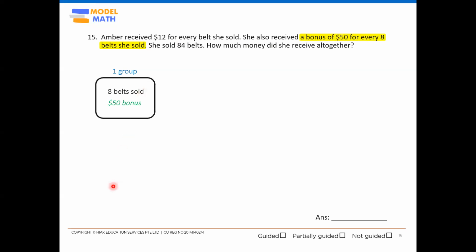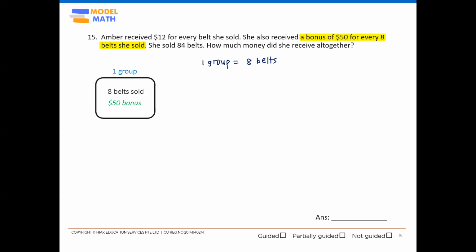But before I work on that, I will want to be interested in whatever I have for one group first. I will want to find out how many belts are in one group, as well as how much money I earn for one group first. So I'm just going to write that down. One group, everything I know for one group, I pen it down first. So let's talk about the number of belts. In one group, how many belts are there? If you look at your one group, it is just a very simple 8 belts.